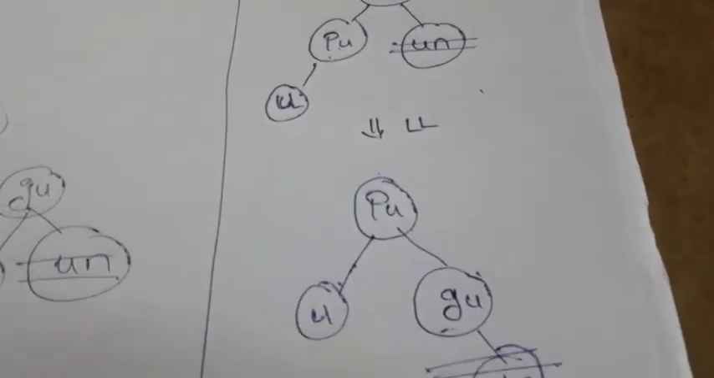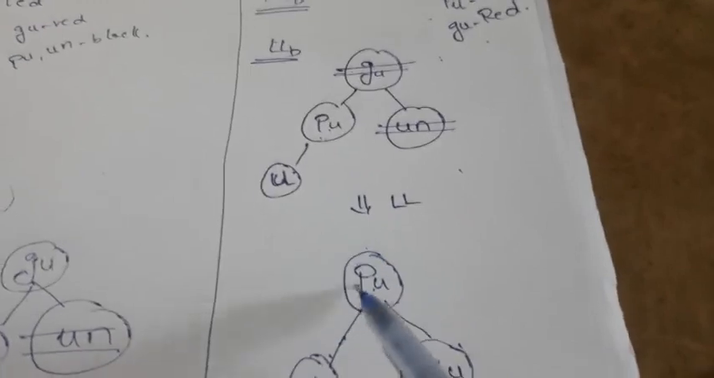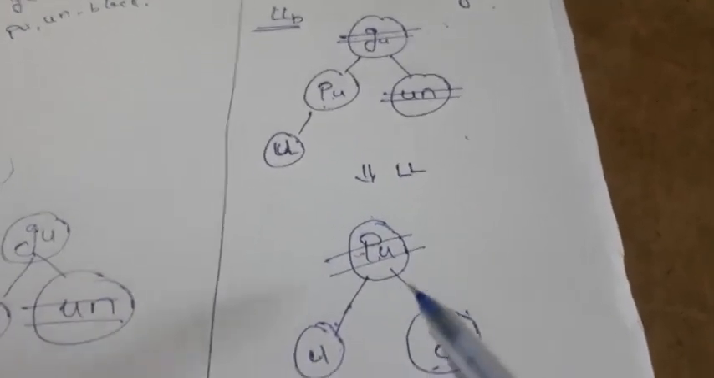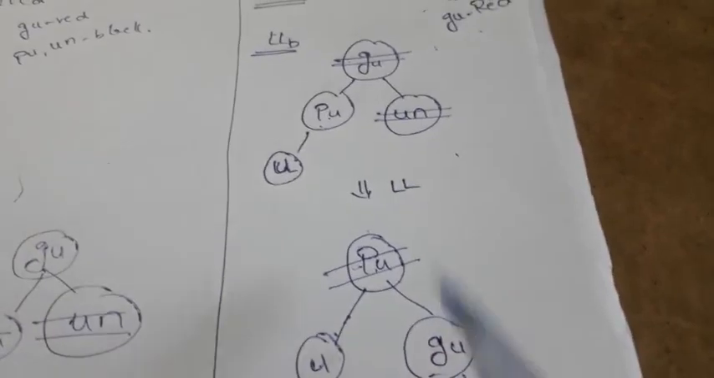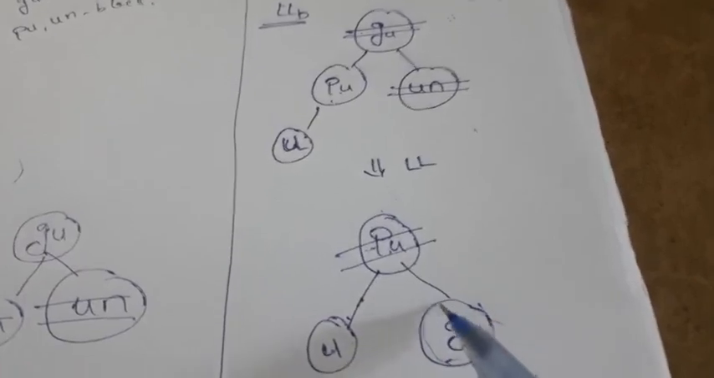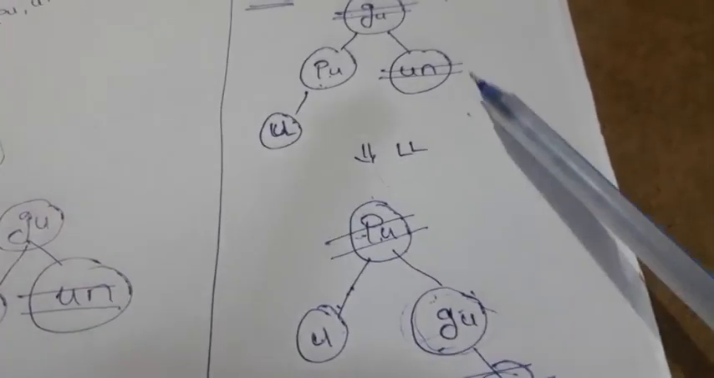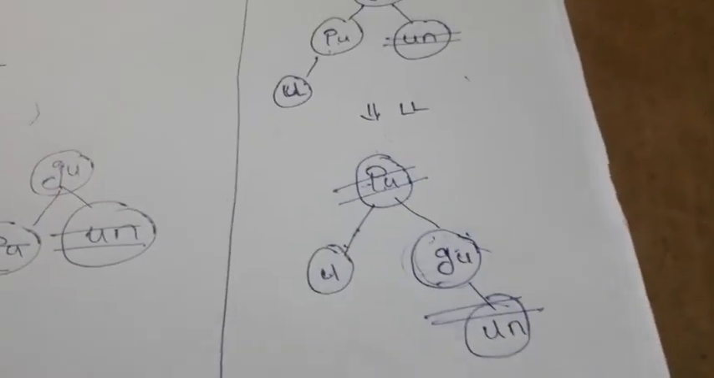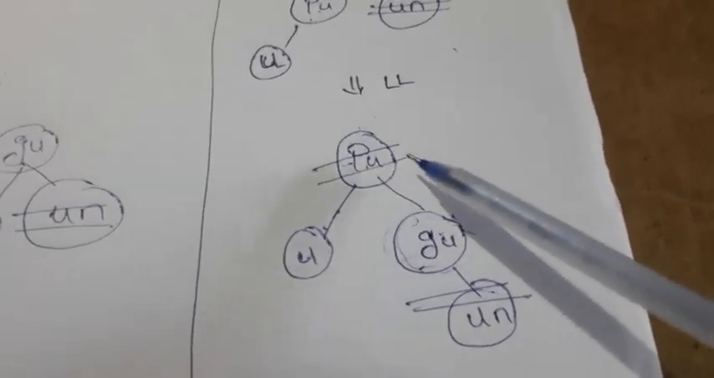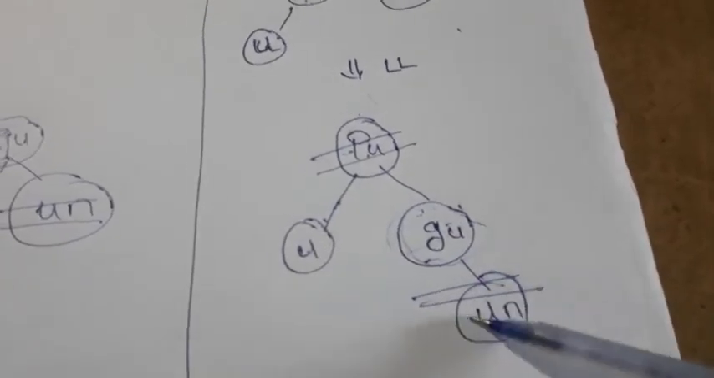Now I have to do my second step, that is recoloring. In this case I change PU to black and GU to red. The remaining colors we should not change. U is in red color, I remain U as red, and UN is black, I remain UN as black. Is it violating anything? It is not violating RB2, it does not have two consecutive red nodes.